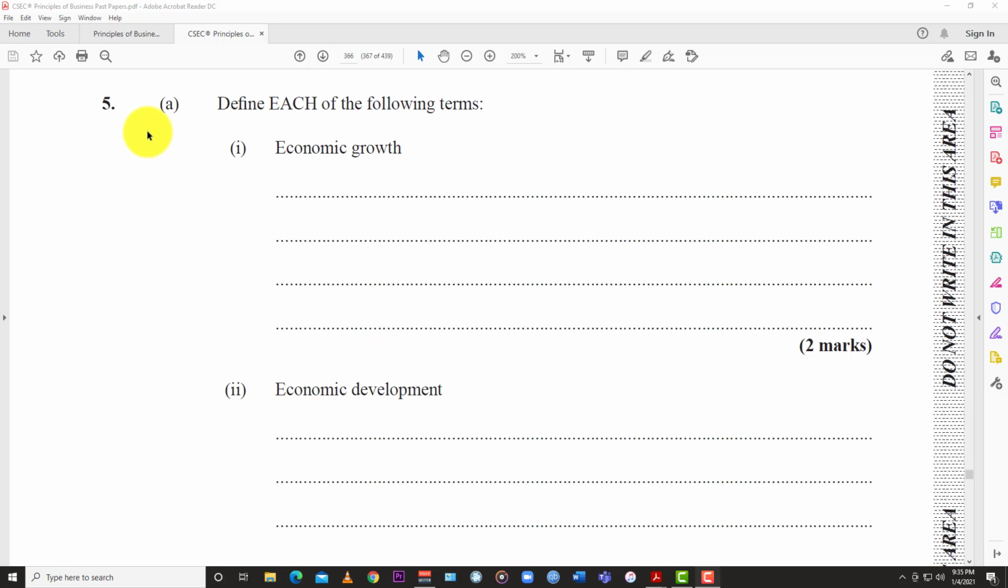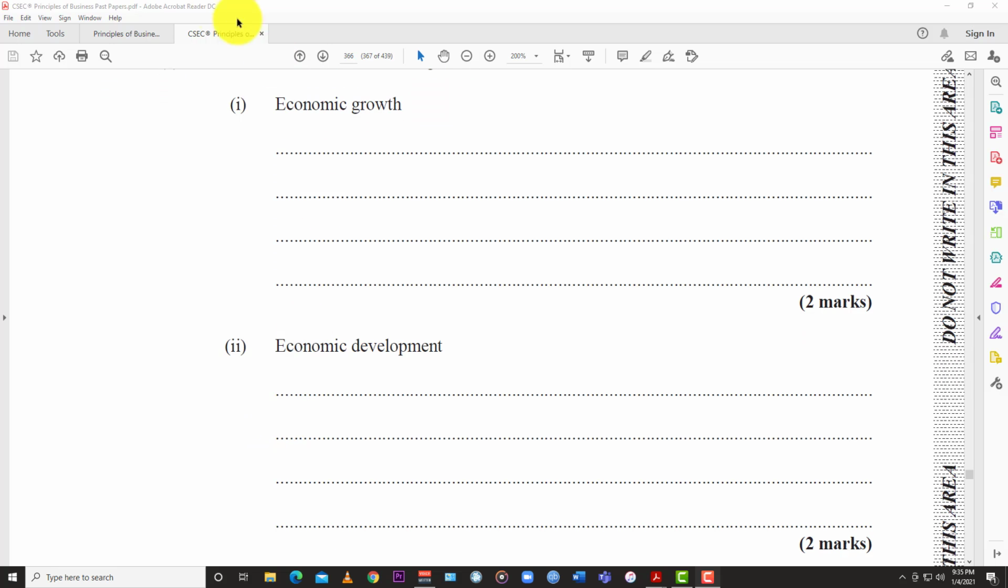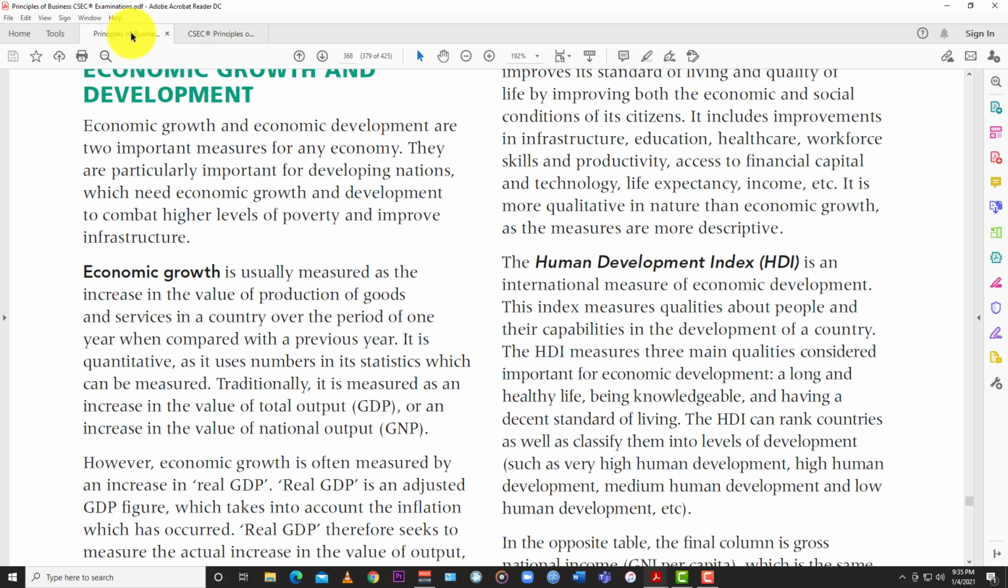So question 5 for the January 2018 Principles of Business paper 2 asks, define each of the following terms: economic growth and economic development, and both of them are 2 marks for a total of 4 marks. And so we jump over to our textbook.